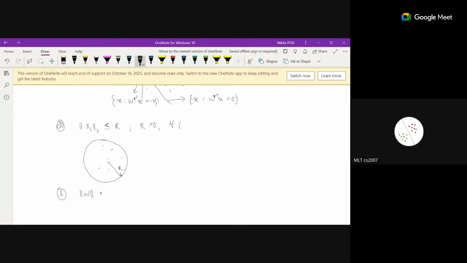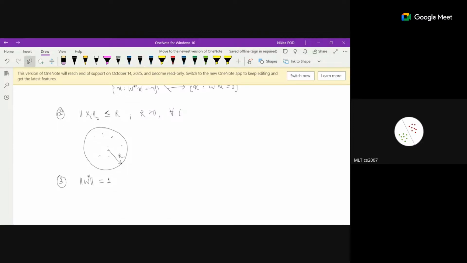And the length of W star. Can you mute? Yeah. So the length of W star has to. Can you mute yourself? Yeah, thank you.